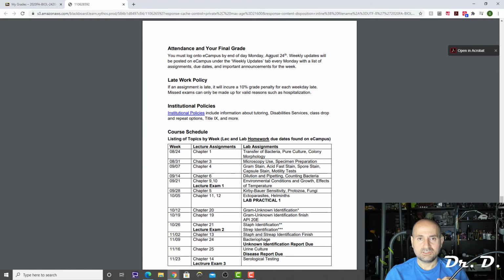Attendance policy, I don't have a real attendance policy, but remember, as long as you get onto eCampus before September 5th so I can certify the class. If you don't log on to eCampus before September 5th, then you don't make the certification. And if you have financial aid and things like that, it could get dropped. So make sure you get on there. But I don't have a proper attendance policy. Late work is given 10% penalty.